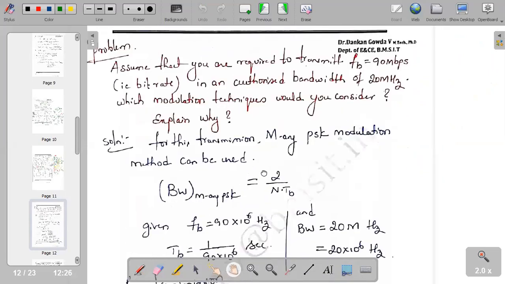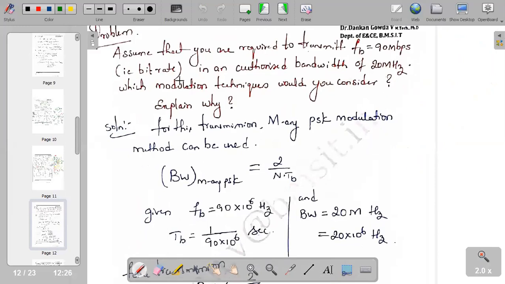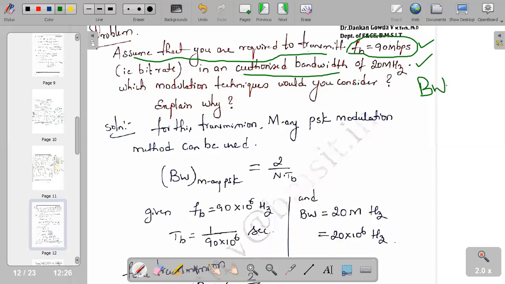See, in this problem, assume that you are required to transmit at a bit rate of 90 Mbps in an authorized bandwidth of 20 megahertz. Here the bandwidth value is given, it is fixed. We need to use the same bandwidth only, that is 20 megahertz. This is fixed. Now, what is the question here?